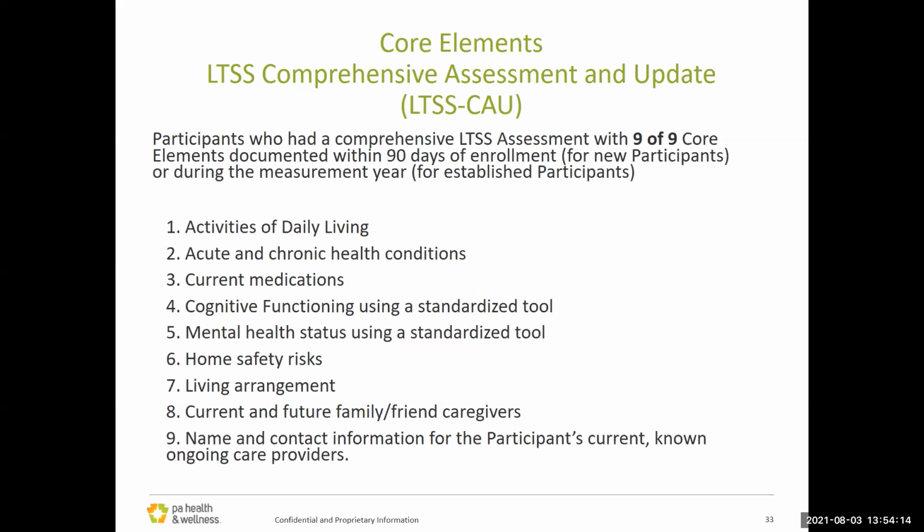First, we're going to go through the 9 core elements, and they are listed here. I know it does say 90 days of enrollment for new participants during the measurement year. As we know, it's within 5, it's within 60 for an MCO transfer. So just keep those stricter timelines in mind. We're going to go through how to capture activities of daily living, acute and chronic health conditions, current medications, cognitive functioning using a standardized tool, mental health status using a standardized tool, home safety risks, living arrangement, current and future family, friend, caregivers, and name and contact information for the participants' current, known, and ongoing care providers.